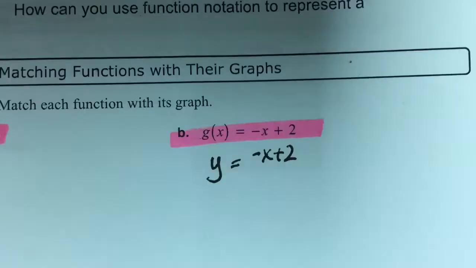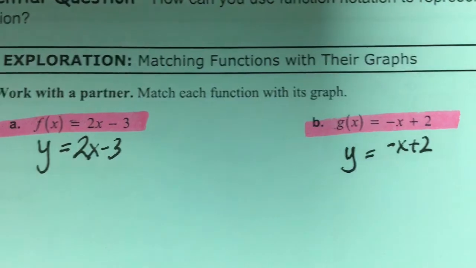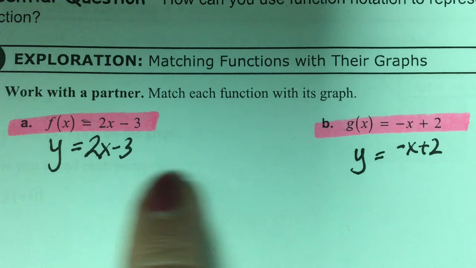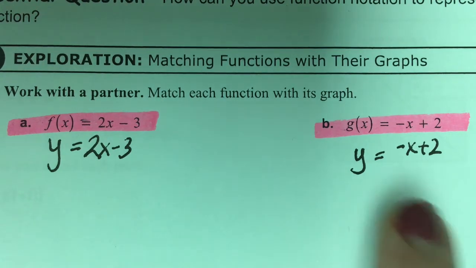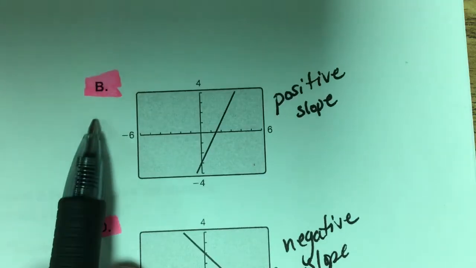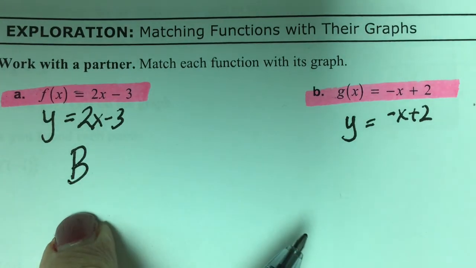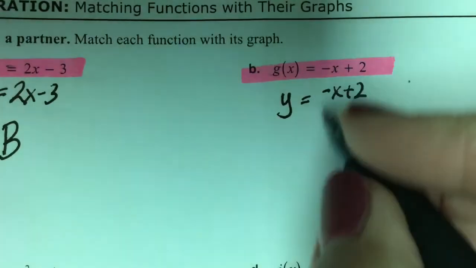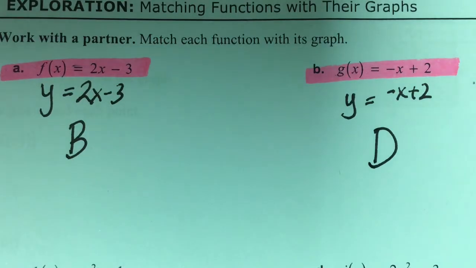Now, looking at those first two, which of these has a positive slope? Does lowercase a have a positive slope, or does lowercase b have a positive slope? Hopefully you can tell that lowercase a has a positive slope, and down at the bottom, we said capital B has a positive slope, so therefore B is what goes with lowercase a. Then that means D has to go with lowercase b.